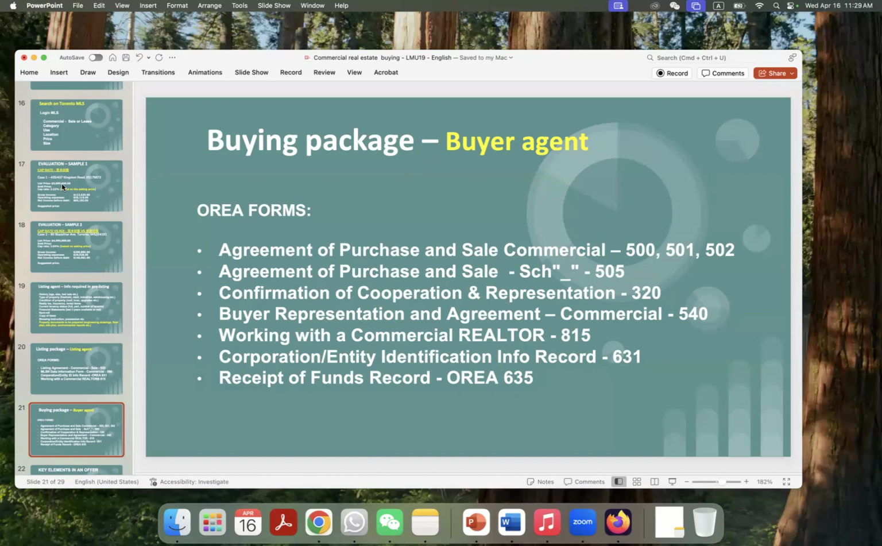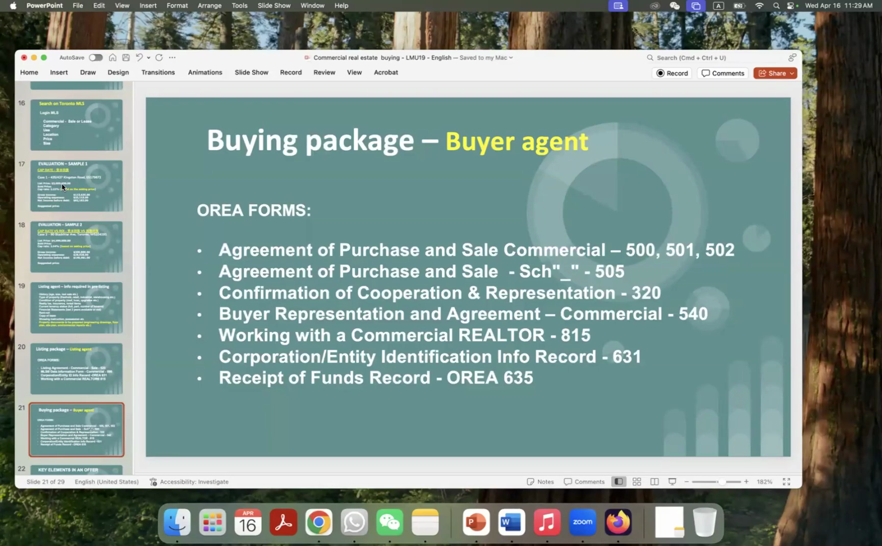And the form, of course, 320 is still the same 320. And the form 815 is gone. We need to use the recall info guide there as well. And again, for buyer, if they buy for themselves, no matter by themselves or buy as a corporation, you need a form 630 and 631 as well. Also, later on, you probably need the receipt of funds, the 635, you need that as well, right? So those are the kind of forms for the buy agent. You can check our office website and all the packages for listing and for buyer are there.